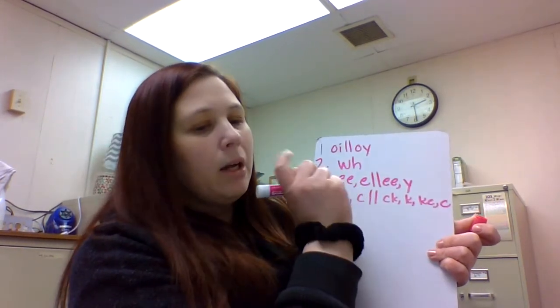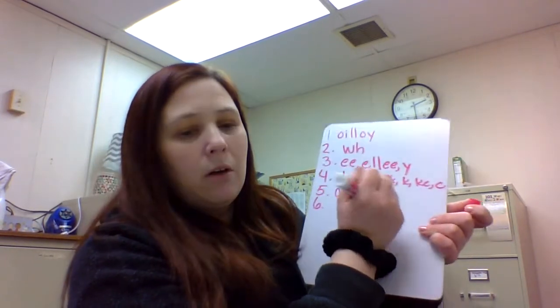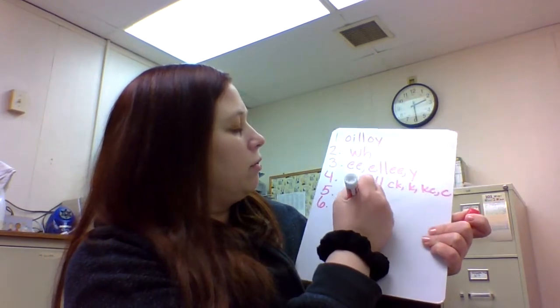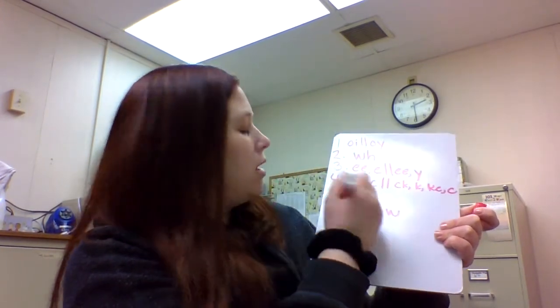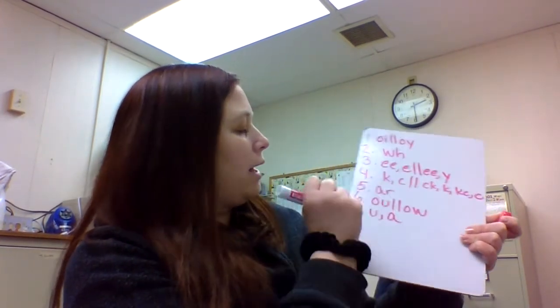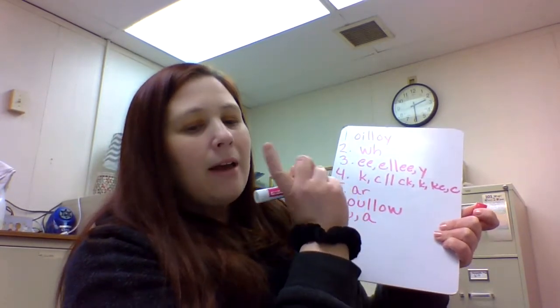Number 5, we have R, A-R. Number 6, we have OW. That's O-U in the initial or medial sound, and O-W as a final sound. Number 7, we have U, or that schwa, A, makes the sound. Number 8, we have A, which is A consonant E, comma, A, or as a final sound, A-Y.